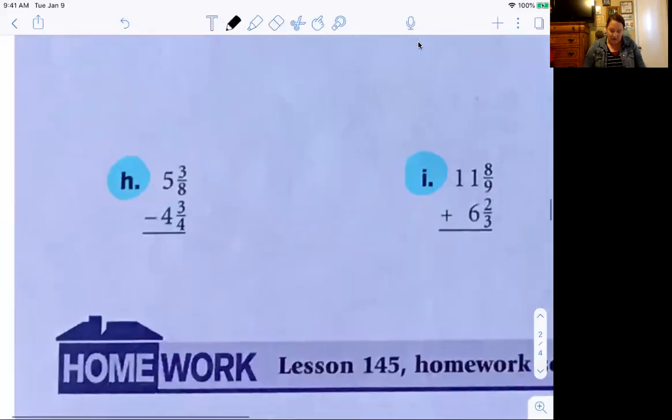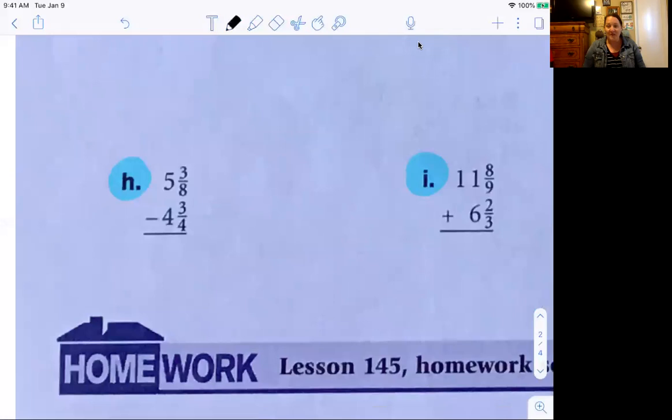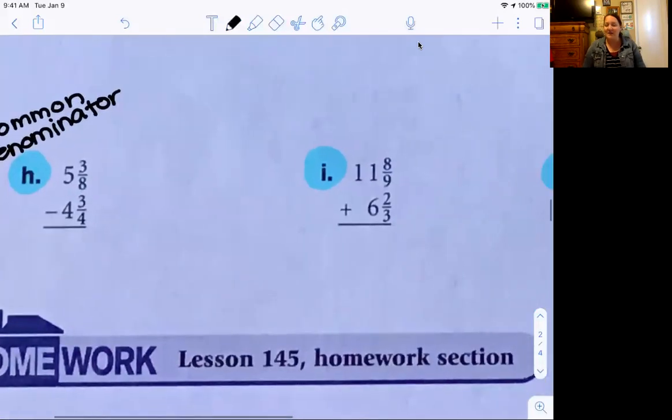Letter H, what do we have to have? A common denominator. We have to have a common denominator first. Denominator. I say it like that so I don't forget how to spell that one. How about for I? What do we have to have first? Common denominator.